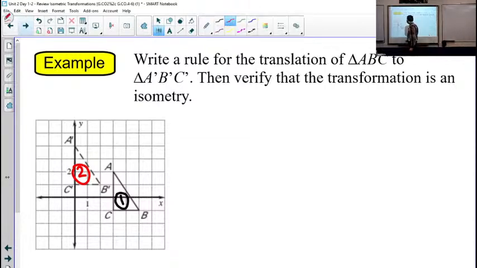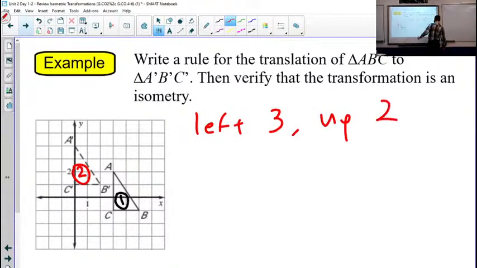And so to move from the original to the new shape, let's take a look at how we moved. Let's just take A for an example. We took point A, and it moved to the left 1, 2, 3, and up 1, 2 to get to A prime. So to the left 3, up 2. And you can double check that with the other points. B moved to the left 1, 2, 3, and up 1, 2 to get to B prime. You can check all of those. Left 3 and up 2.